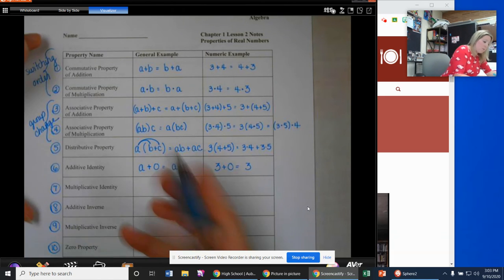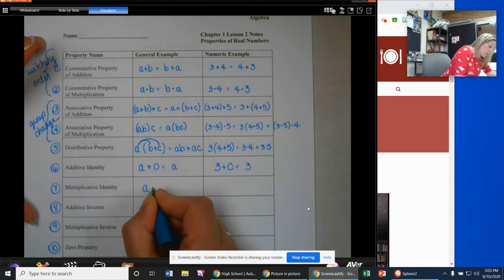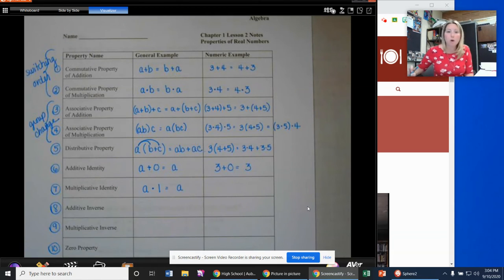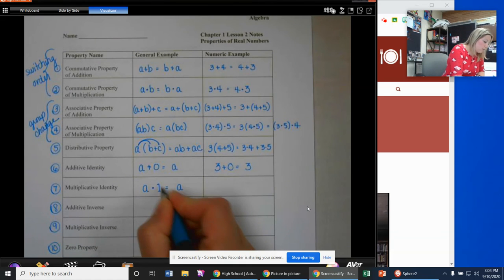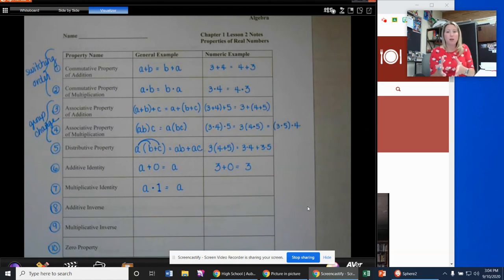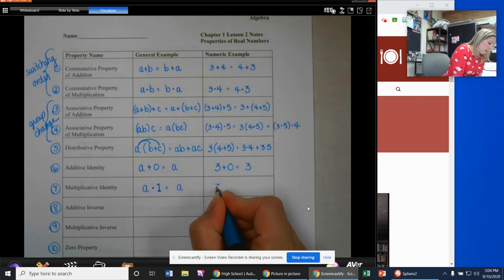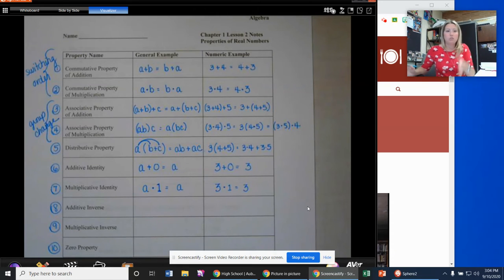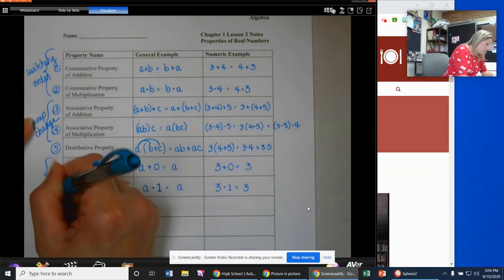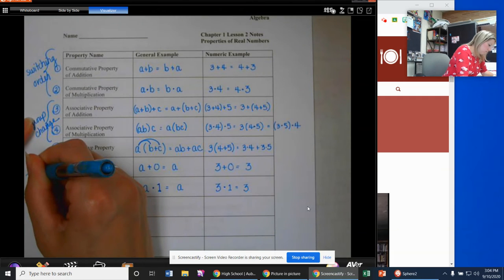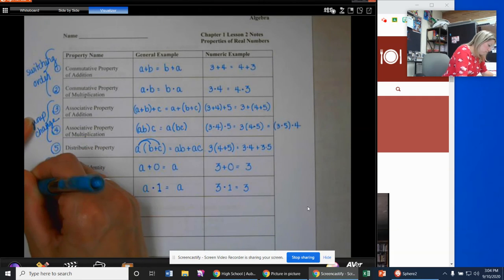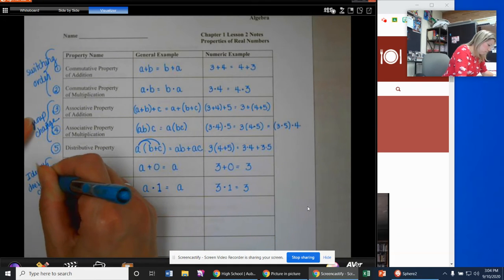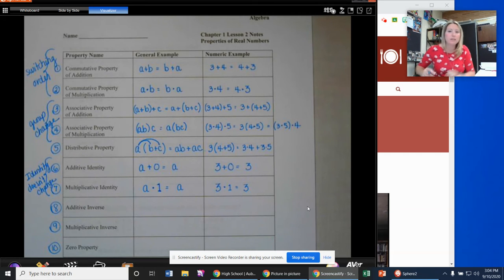Multiplication has one of those, but multiplication's is 1. So A times 1 is still A. Okay, so notice there's just a different number that we can do that with, but that still happens. So think of it this way. 3 times 1 is 3. Its identity didn't change.